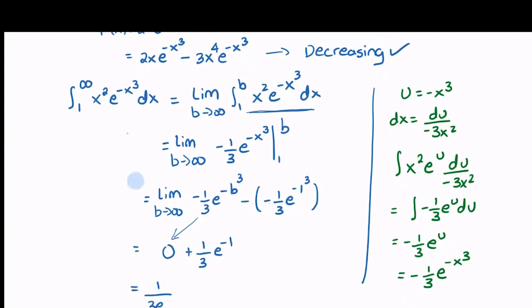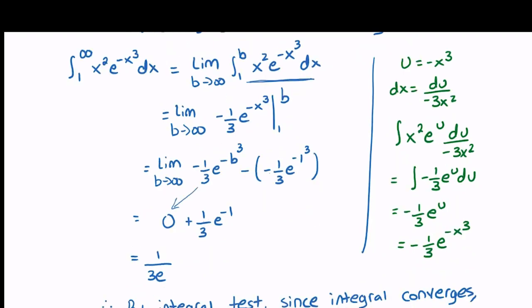Because this improper integral exists, because it converges, by the integral test, since the integral converges, the series converges as well.